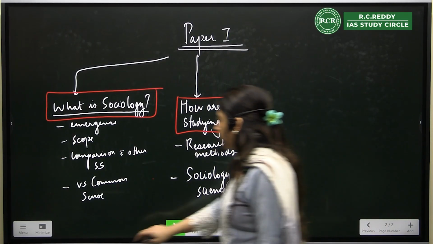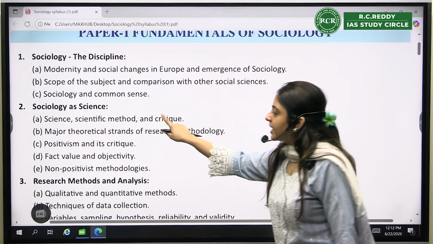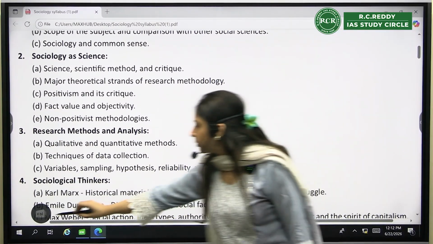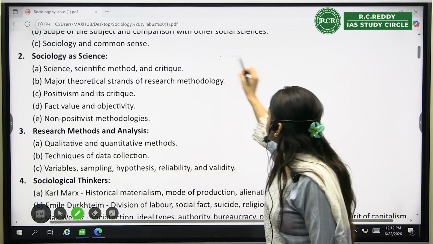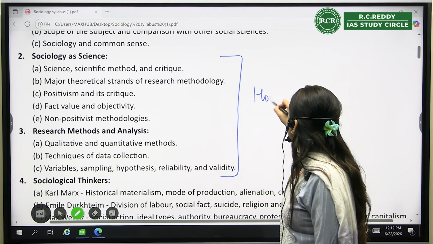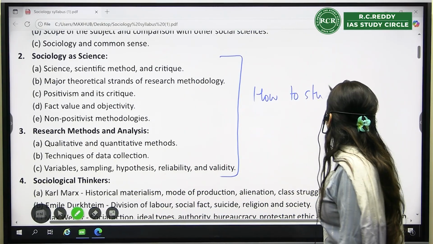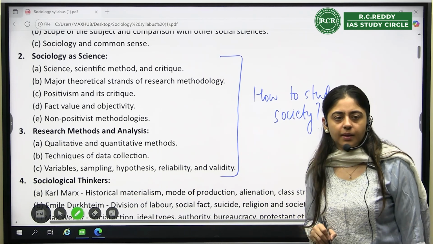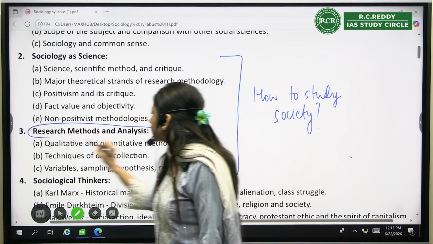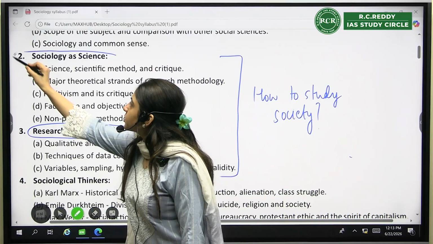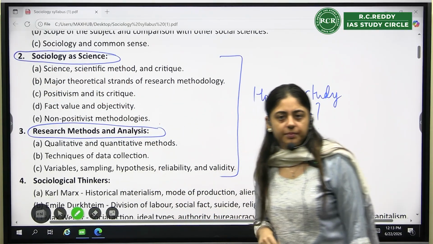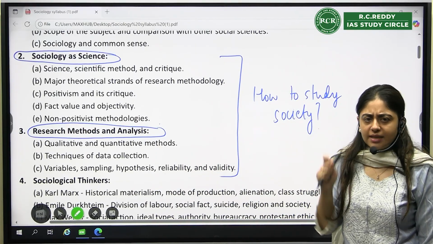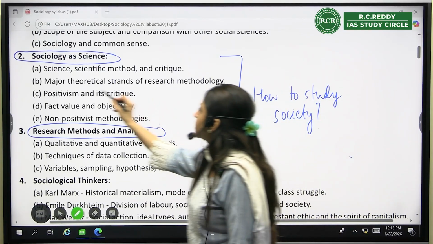So when we see this part, sociology as science and research methods, right? This part will be telling you how to study society. What are the research methods? And when we are talking about sociology as science, what is the meaning? Again, these two topics we will be covering later on. Only a few topics will be discussed here.